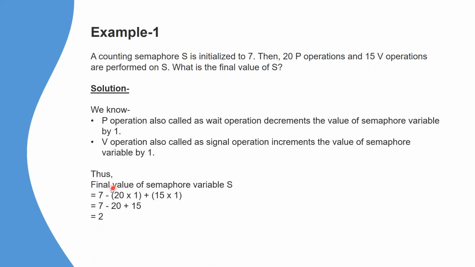So we can say that 7 is the initial value, with 20 P operations and 15 V operations. So 7 - 20 + 15, each P represents a decrement by 1 and each V an increment by 1. So the final value is 2. So that's all for now.